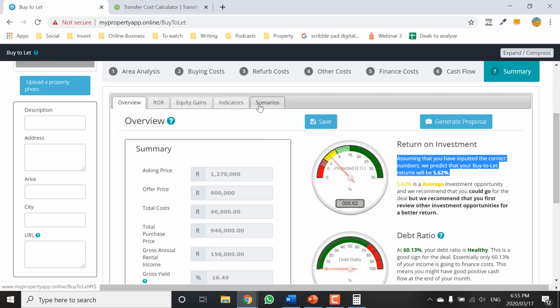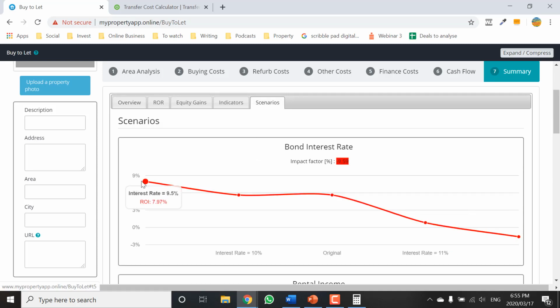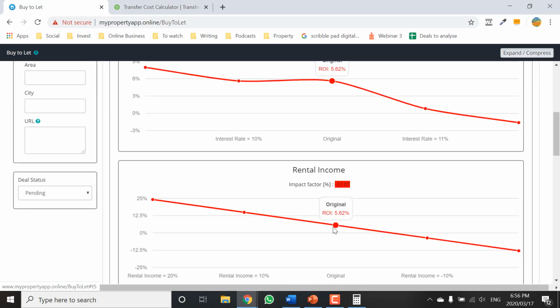So again, I'm going to go to the scenarios tab, and here you're going to see, if I had to change elements of the deal, how would that affect my numbers? So rental income. If you can increase the rental income by 10%, your return will shoot up to 14, almost 15%. That's great. So that's an opportunity.